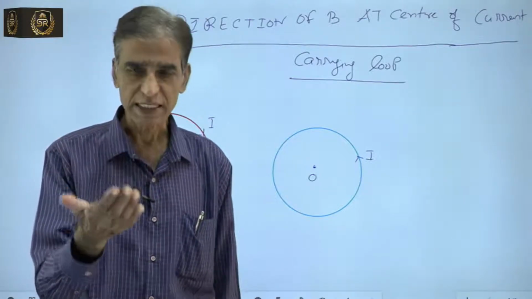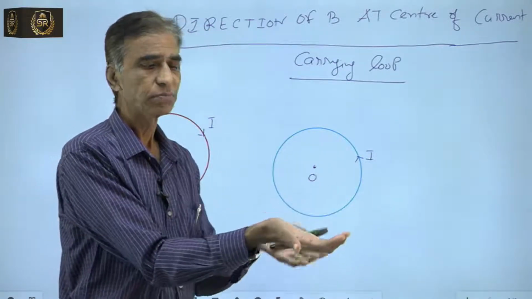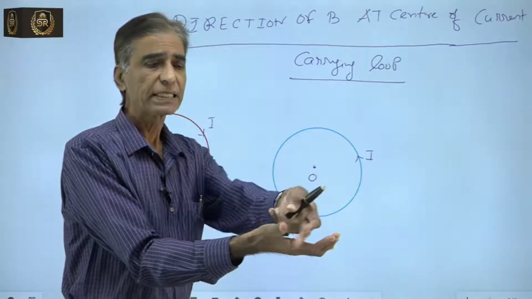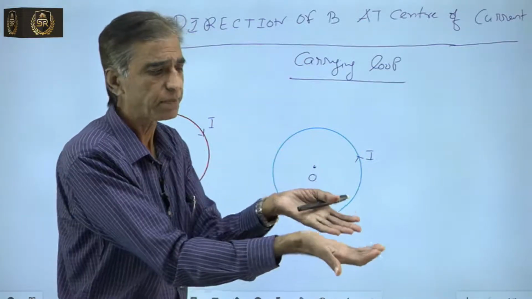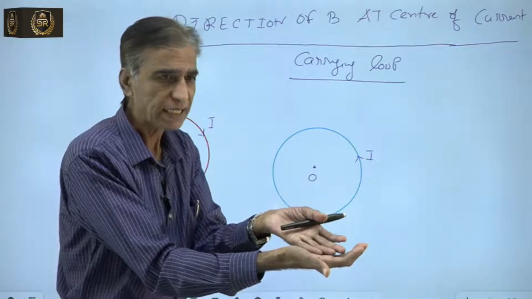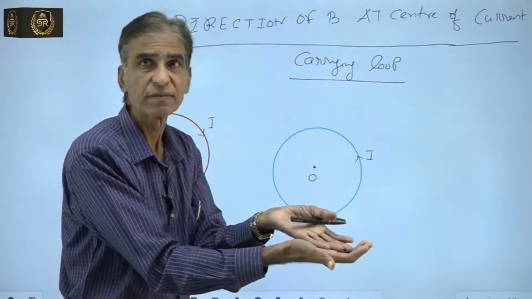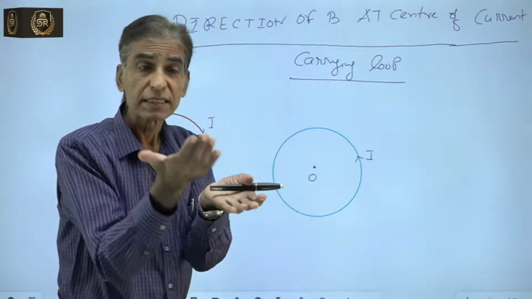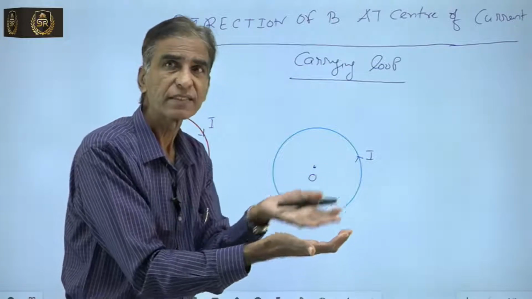Here, you imagine that you are holding the ring in your hand, in your palm, like this, keeping the thumb stretched. Keep the palm like this. Imagine that you are holding the ring in your hand, but the fingers should be in the direction of current.